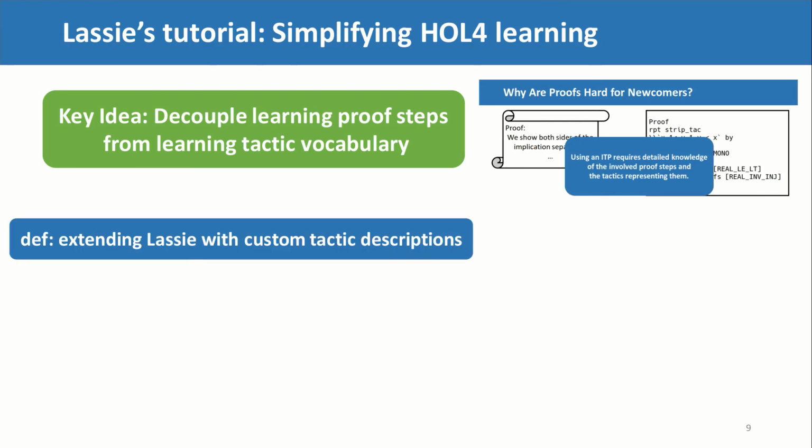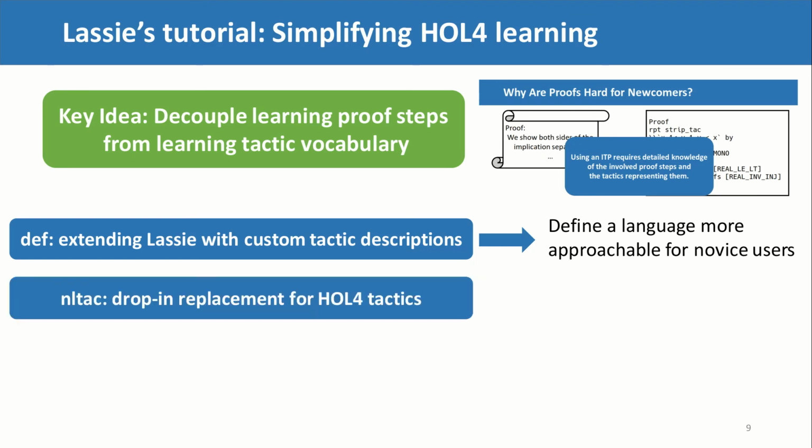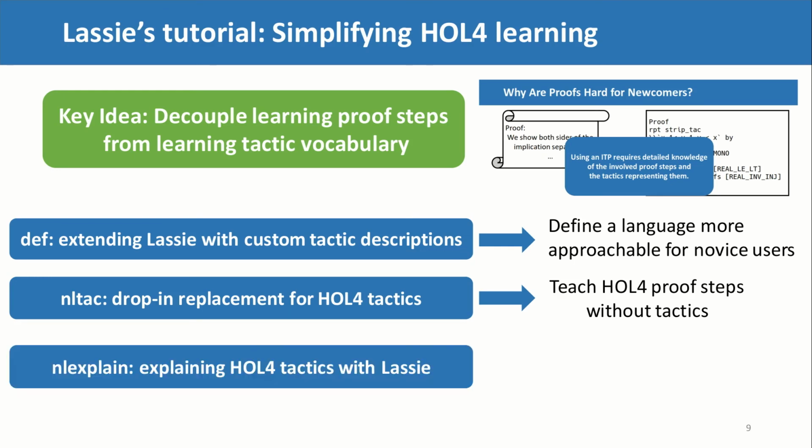First, using our def function for extending Lassie with custom descriptions, we have defined a language which we think is more approachable for novice users. Using NL_tag, which acts as the drop-in replacement for HOL4 tactics, we then teach or explain HOL4 proof steps without having to care about the actual underlying HOL4 tactics. And finally, using NL_explain, we can then teach the HOL4 tactics without having to care about the actual proof steps, because they have already been performed before using NL_tag.